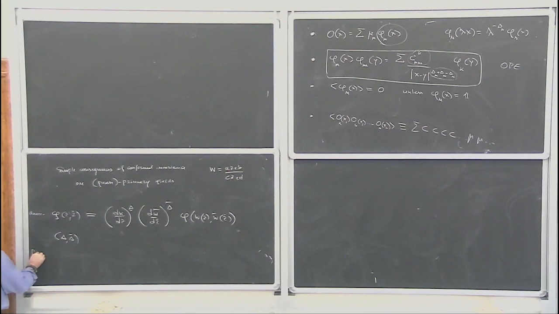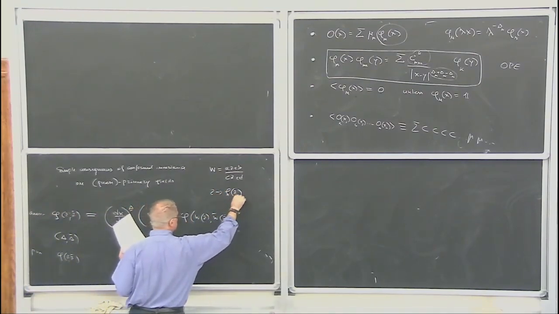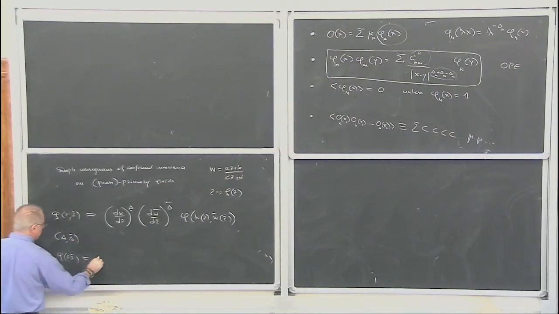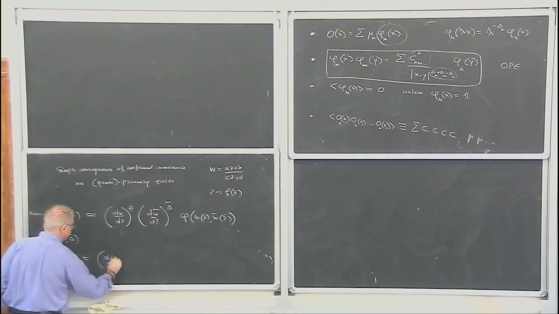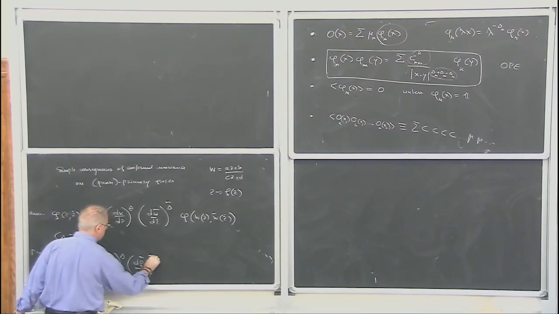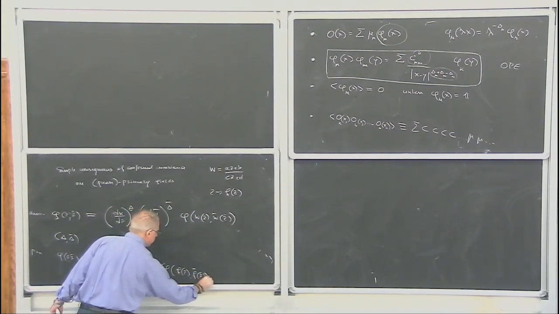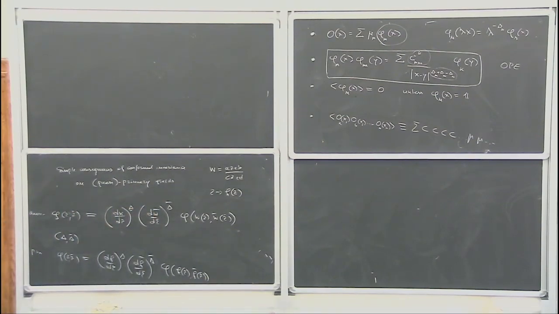The primary fields are those which under a generic analytic transformation transform as a tensor of weight delta and delta bar. Okay? These are definitions. So obviously a primary field is a quasi-primary field, while the vice versa is not true.